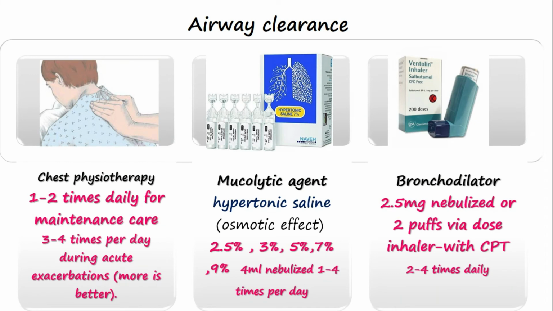So as a summary, for the patient routine, the patient should use a bronchodilator like albuterol, then a mucolytic agent, then chest physiotherapy 1 to 2 times in the maintenance care, and 3 to 4 times in the exacerbation.